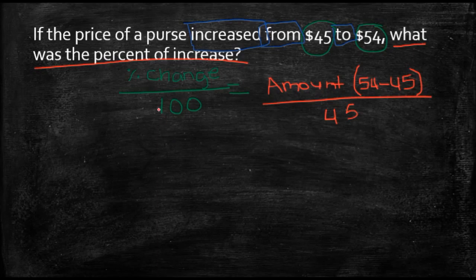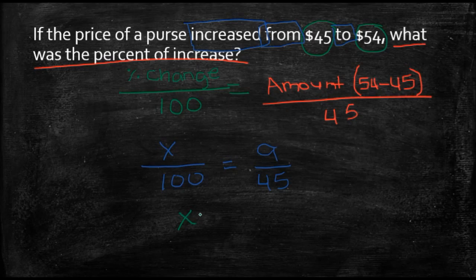Now we know that they're asking for the percent of change, so that's actually our variable. So we're going to write our unknown variable x over 100. We know that 54 minus 45 is 9. And then on the bottom we have our original amount, which is 45. Go ahead and solve that. Pause the video, come back, and we will check your answer.